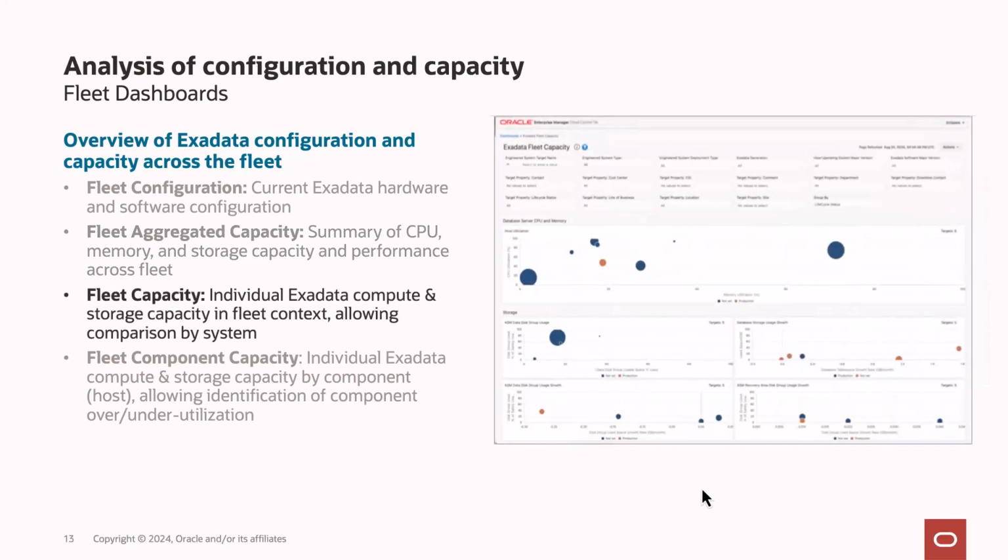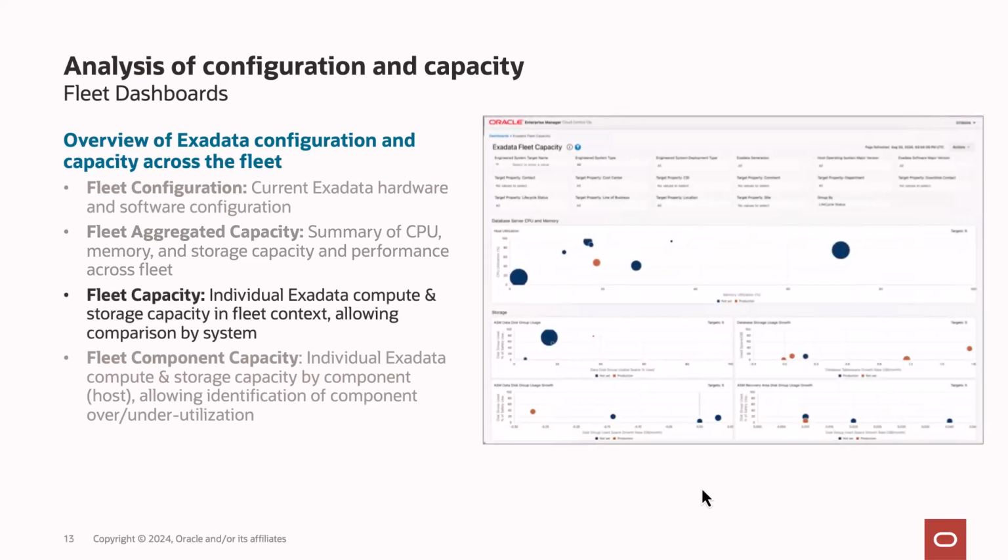So now we know how much capacity we have and how much capacity we are using. Now it's more, where do we have the capacity? This can be seen on the fleet capacity dashboards. Here we have one bubble for each Exadata. So now we get a more detailed view and the size tells us about how large the machine is.